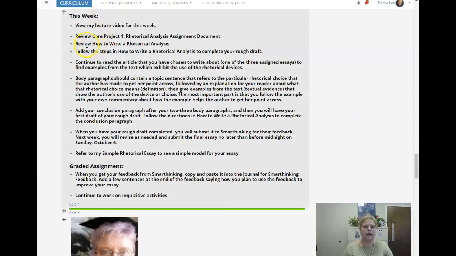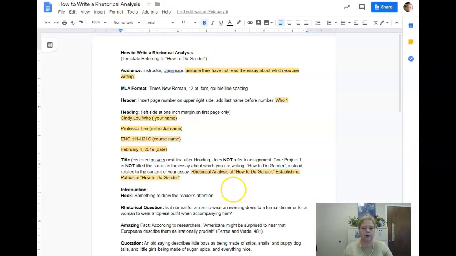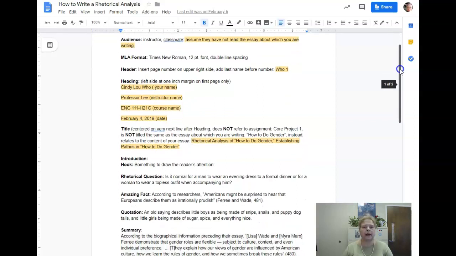Also, this week, review how to write a rhetorical analysis. We've looked at this before also, but this is going to be even more important this week because you're going to complete your complete rough draft. Now, this is just the rough draft. We're going to have time to revise it and make it better. In fact, the final essay turned in for a grade won't be until before midnight on October the 6th. But I don't want you to let it sneak up on you and you've run out of time. That's why I'm requiring you to do it a little bit at a time. I hope you've been following that.